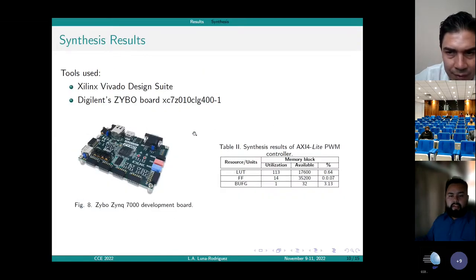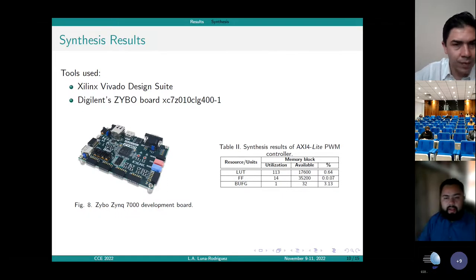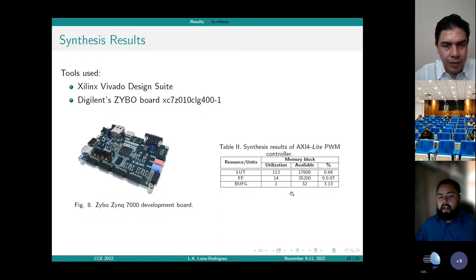Okay. This slide shows the synthesis results for the PWM controller. The first column is the resource or units from the FPGA: lookup tables, flip-flops, and buffers. The second column is the utilization of this resource. The third column is the available units from the FPGA, and the last column is the percentage of utilization from the available units.